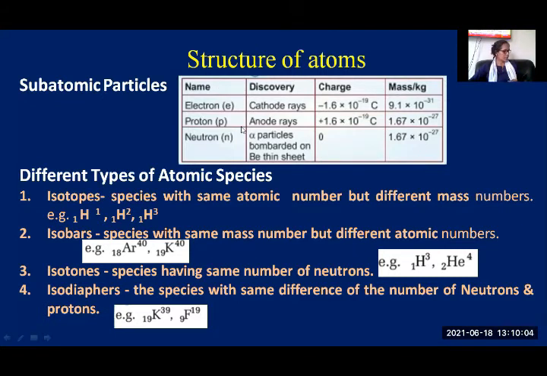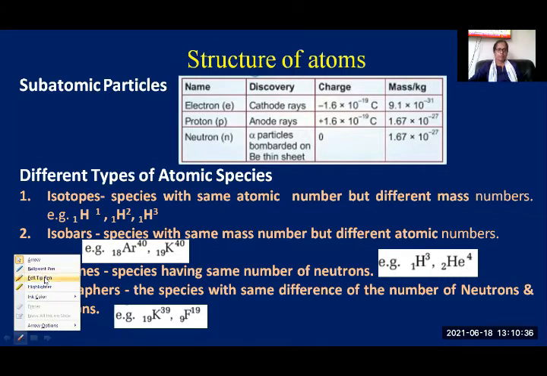So now, after looking at subatomic particles, we discuss the different types of atomic species, the different terminologies that we frequently use. Let us see some of the terminologies that come under this. So one is isotope. This is very familiar to you. So what are isotopes? Isotopes are the species which have the same atomic number but different mass number.